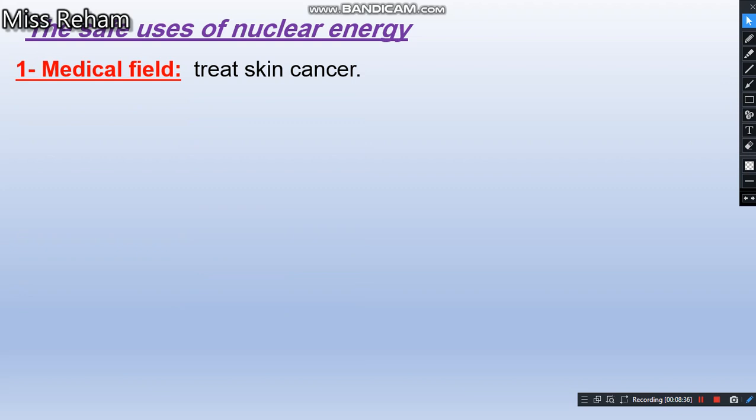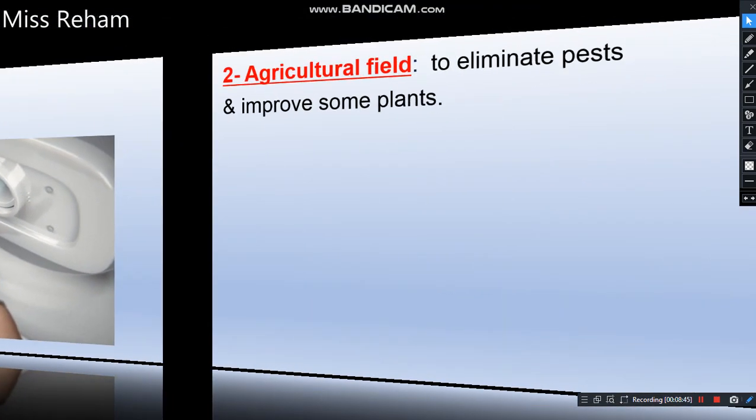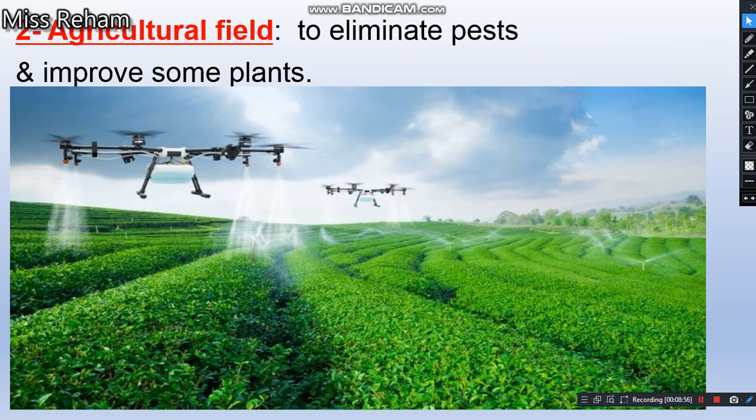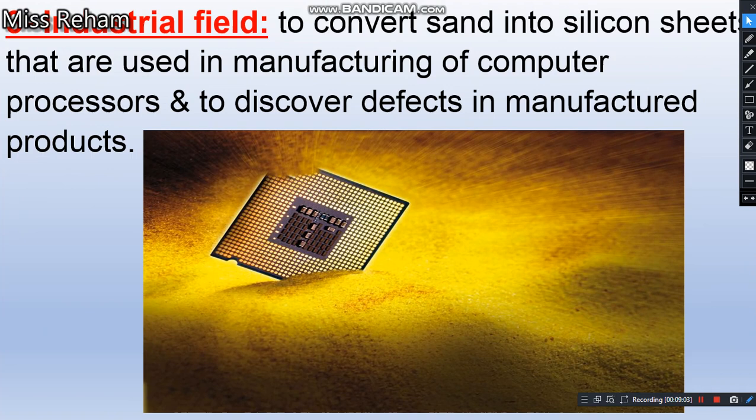First, medical field, treats skin cancer. Second, agriculture field, to eliminate pests and improve some plants. We can use nuclear energy to improve some plants. Third, industrial field, to convert sand into silicon sheets that are used in manufacturing of computer processors and to discover defects in manufactured products.